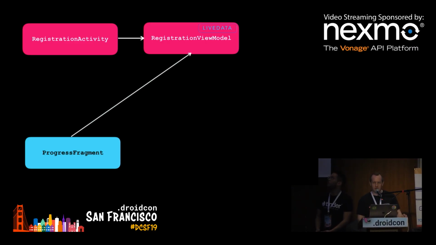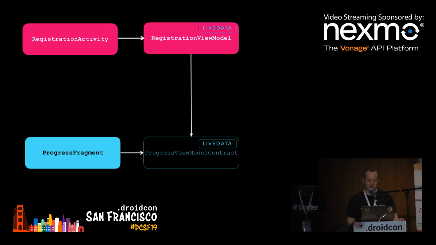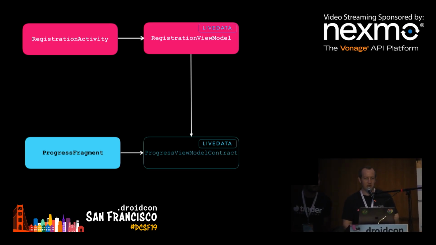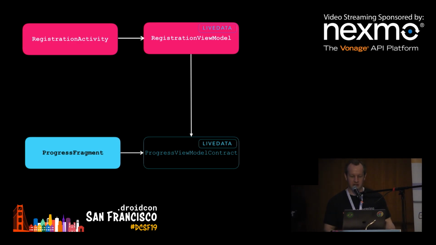In order to implement the view model contract theory that Marcus spoke of, we need to declare our own view model contract with our own live data that represents only what the progress fragment cares about, not the overarching registration flow state. And then we're going to move on to step 2, which is instead of having the direct dependency on the parent view model, we're going to remove that tightly coupled reference and just have the progress fragment leverage the view model contract as if it was a real view model.